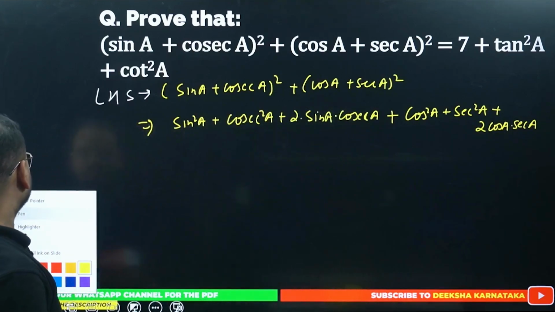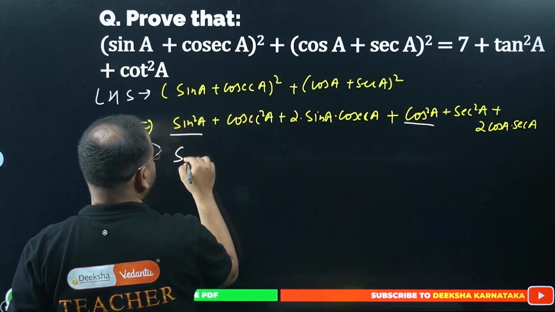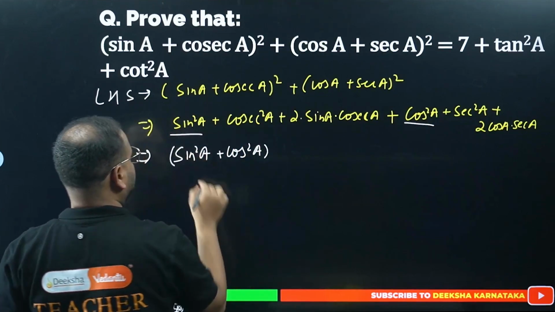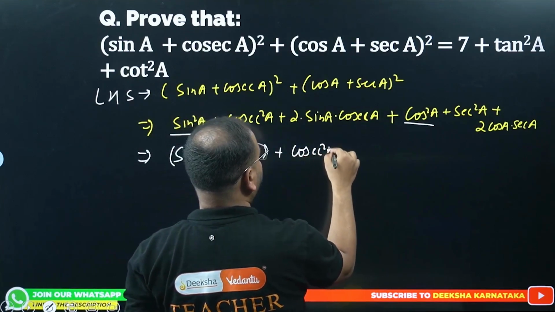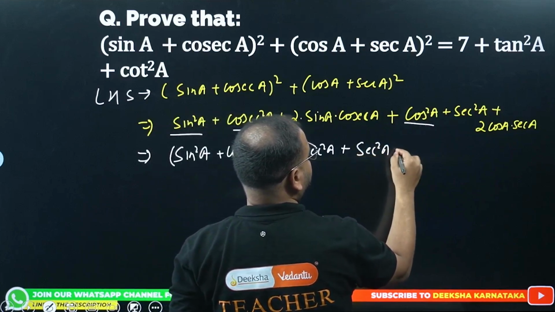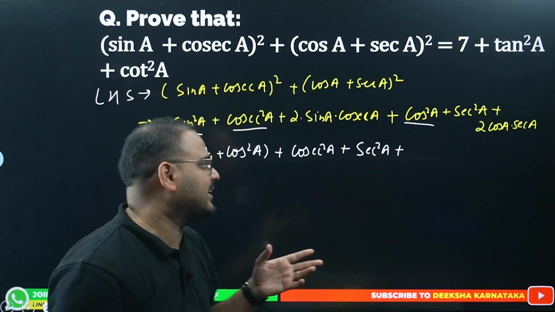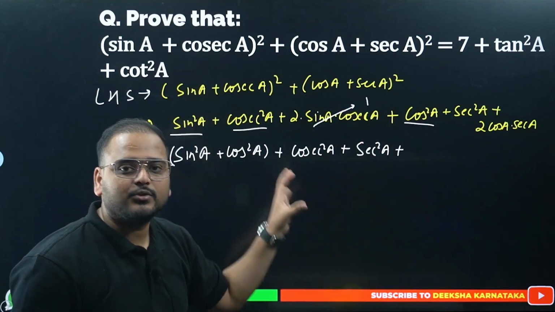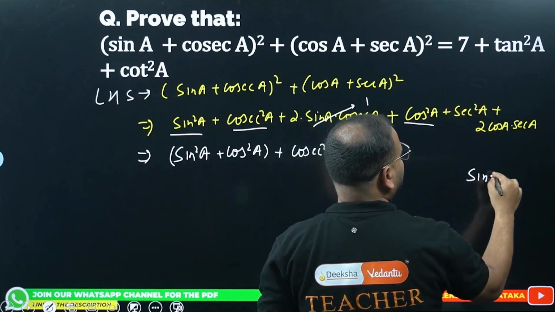Check out here. Combine sin square and cos square together. Why, sir? Because the identity is there. Now write cosec square a, and next sec square a. Then 2 sin a into cosec a. Cosec is nothing but 1 by sin, so they will become together 1. Sin a into 1 by sin a is 1.